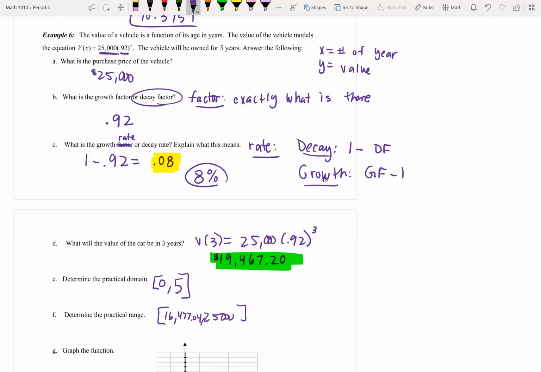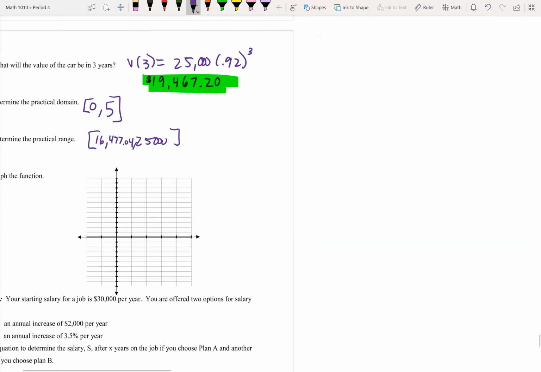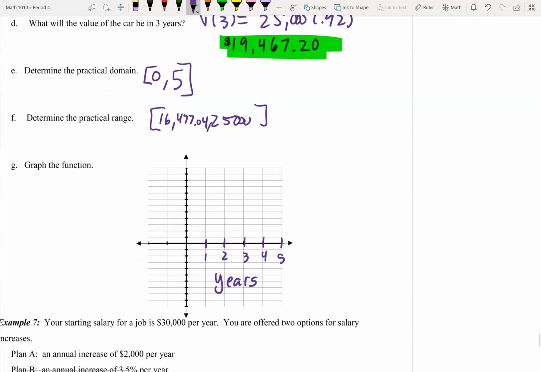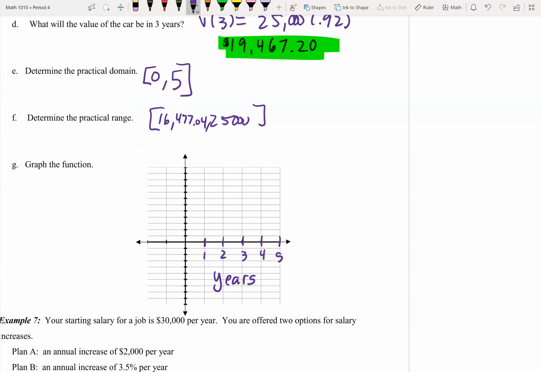Okay, now we're going to graph it. Come over here and let's go 1, 2, 3, 4, and 5. And let's label that years. Over on the left side, I have to go to 25,000. So if I go like this, guys, look. If that's 10,000, and that's 20,000, and that's 30,000, so I'm going up by 4, I think that would be good. Is this going to be a line? Is this going to be a straight line? Somebody tell me that.